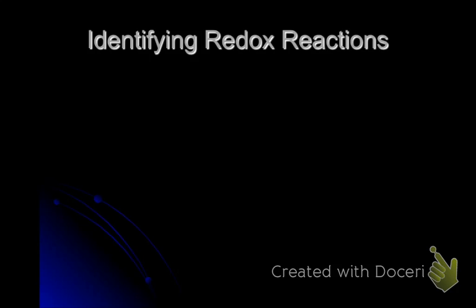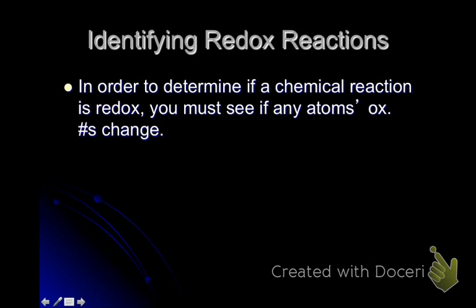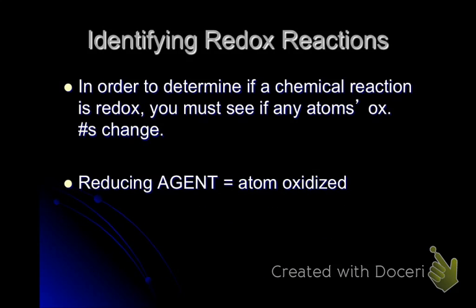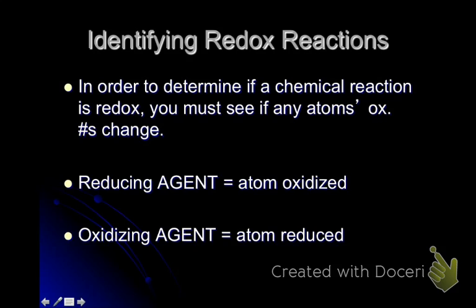5.1, Part 2. So we had already talked about how to assign oxidation numbers to atoms in a compound or polyatomic ion. Today we're going to talk a little bit more about identifying a redox reaction. In order to determine if a chemical reaction is redox, you have to see if any of the atoms' oxidation numbers change. So we identify what's called a reducing agent, which is the atom or atoms that are oxidized, and the oxidizing agent, which is the atom reduced.